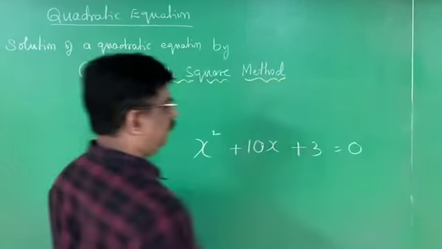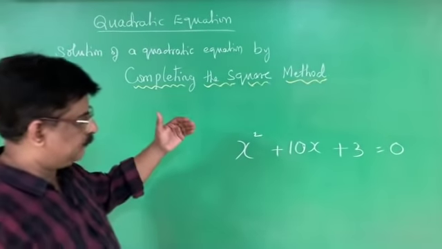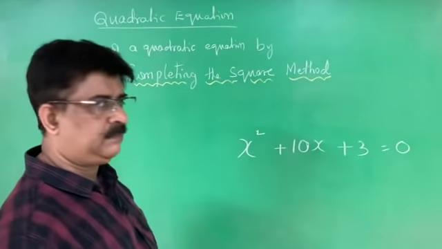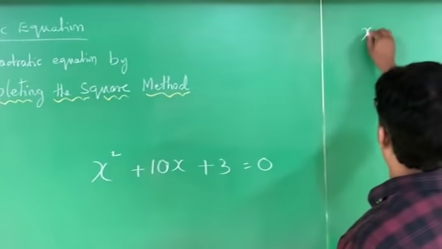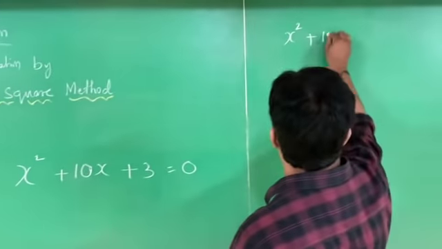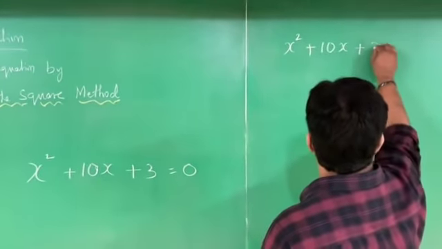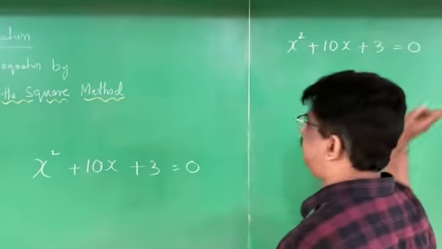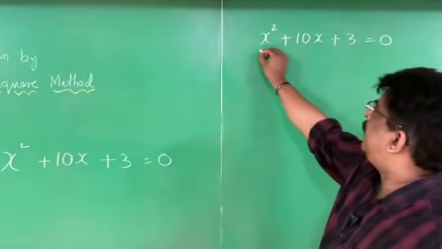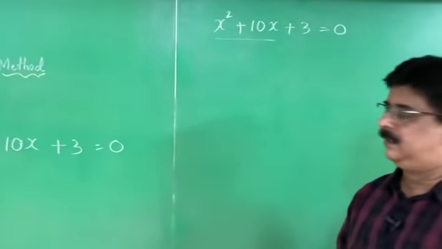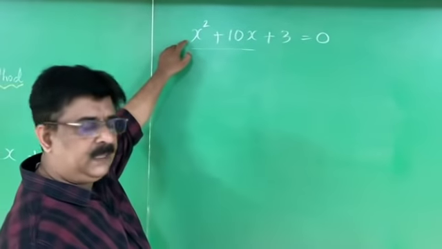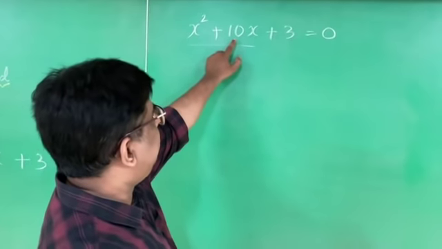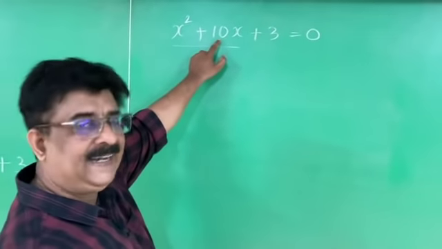This is another example. We have to find the roots of this quadratic equation by completing the square method. First step is writing the equation. X square plus 10x plus 3 is equal to 0. This equation is in the standard form. Consider the quadratic and the linear term. Identify the coefficient of x square. It is 1. Therefore, identify the coefficient of x, that is 10.